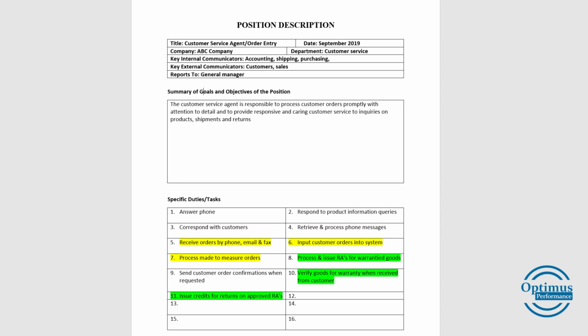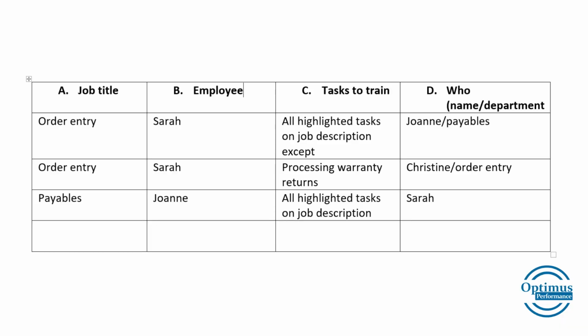And so once you have the tasks, you want to list those tasks, and then next to it, who are you going to train on those tasks so that if that employee is absent, they can take over the job. And of course, obviously it would be somebody in the department that could take over the tasks.